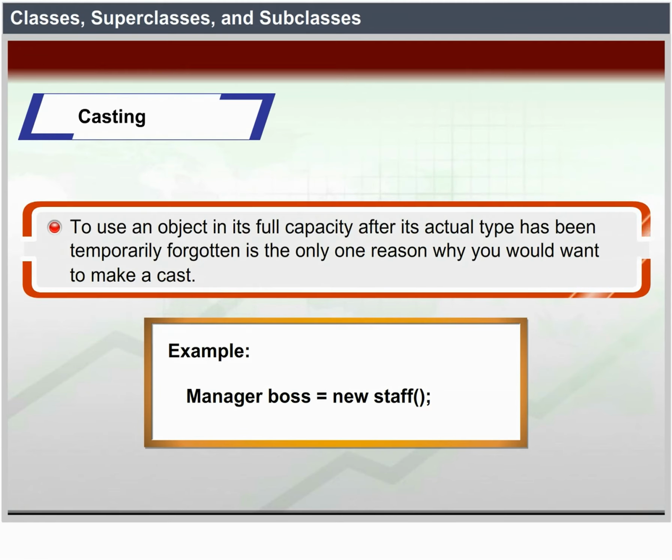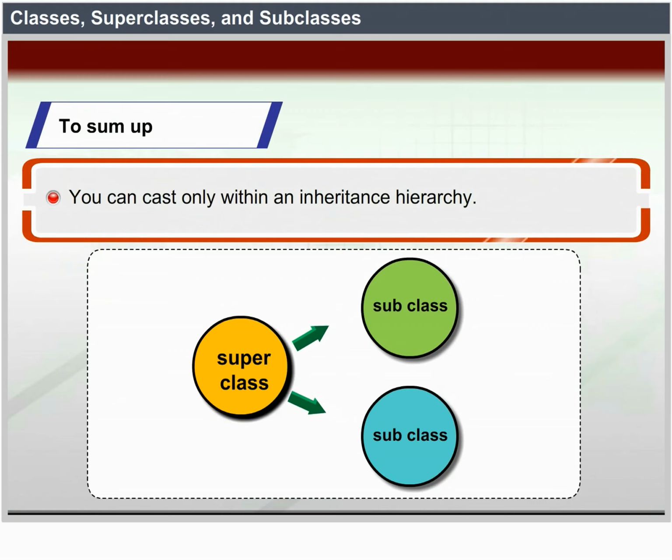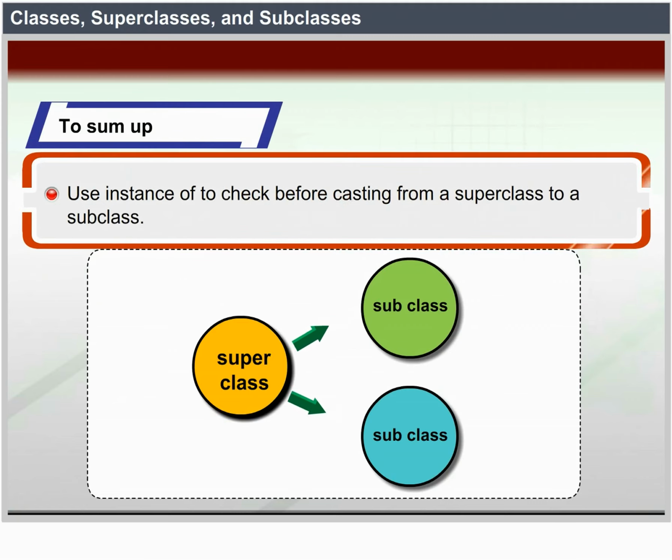To use an object in its full capacity after its actual type has been temporarily forgotten is the only reason why you would want to make a cast. To sum up, you can cast only within an inheritance hierarchy. Use instanceof to check before casting from a superclass to a subclass.